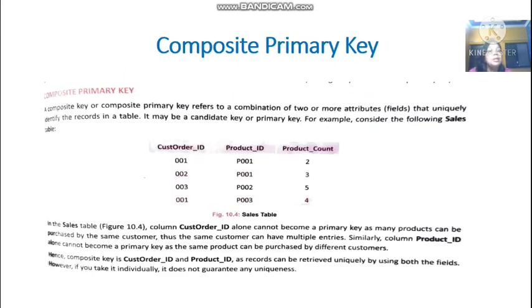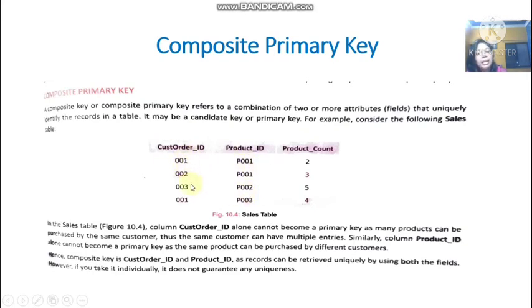Next is composite primary key. As I told that primary key can be a combination of 2 to 3 fields. So that type of primary key where you have taken 2 to 3 fields as a combination, that primary key will be known as composite primary key. Let me give you this example. We have a table with customer ID and product ID. In this table, one customer can order multiple products. In other words, we can say that a single customer can order for multiple products.